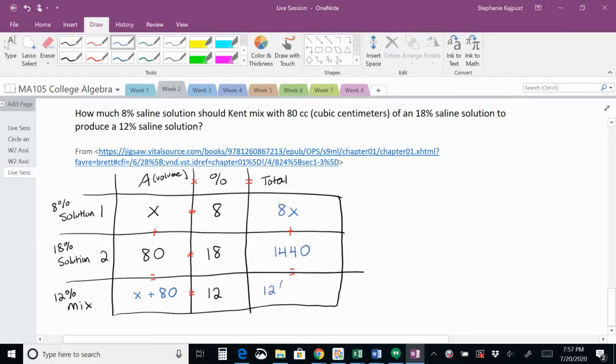Now this one I'm going to write with parentheses because we're going to have to distribute, and it's very easy to make a mistake there, so I'm going to just not multiply that one out right away, and I'm going to write it in the form with the parentheses. So once you've filled in that table, then you take your last column, and that's what gives us our equation. We have the 8x plus 1440 equals 12 times x plus 80. So you're just adding the top two boxes, and they equal the bottom box.